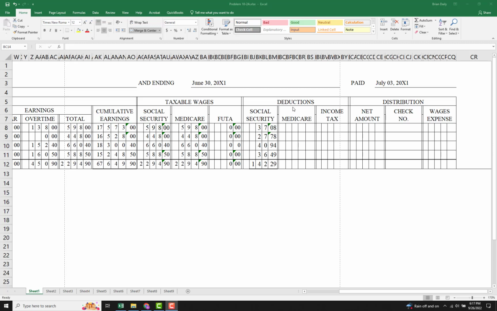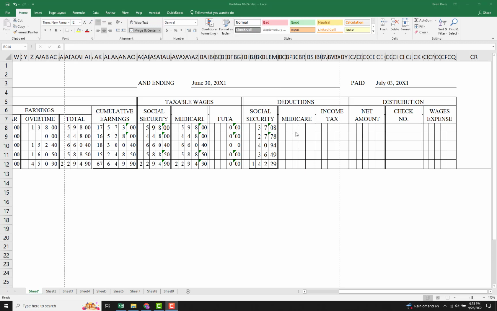But before I move on to Medicare, I do want to make a quick mention that Social Security tax is deducted from our employees' paychecks, but it is also matched by the employer. So both the employee and the employer pay into the Social Security program, and they would pay the same amount. So the employee is having $37.08 removed from their paycheck. The employer is also matching that contribution to Social Security in the same amount. Same thing is true of Medicare. The Medicare is deducted from the employee's paycheck and also matched by the employer.